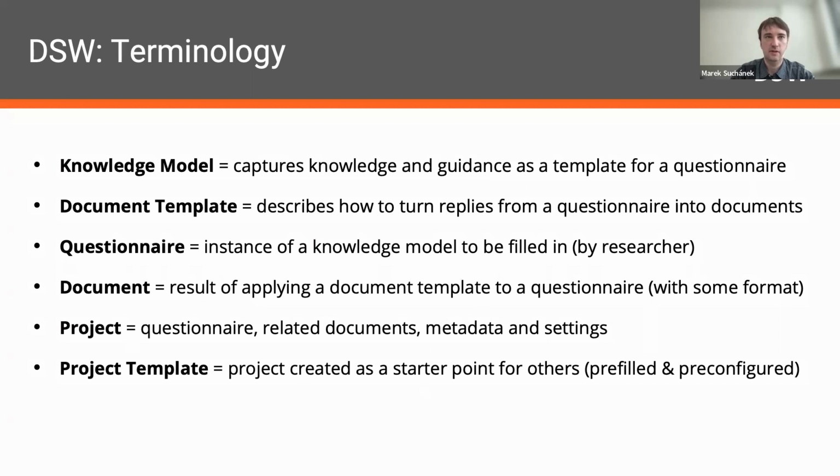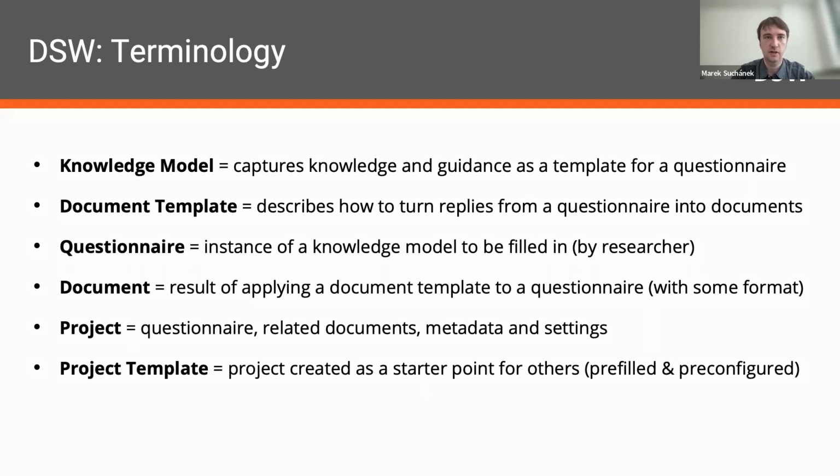And then there is something called document template. That's something detached from the knowledge model. That's important. That's the difference from other tools. And these document templates take the replies from a questionnaire based on the knowledge model and turn it into documents. As we will see later, these documents do not have to be just for human readers, but can also be machine readable documents, for example, in JSON or RDF.